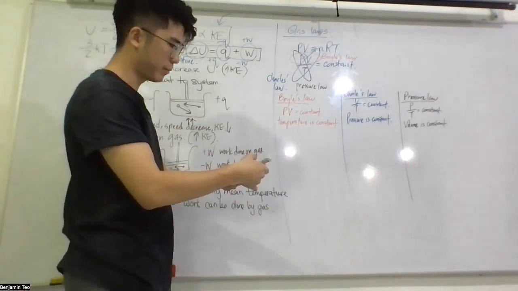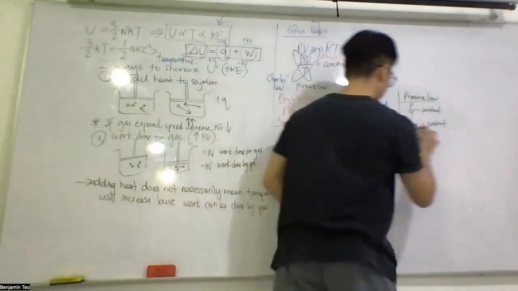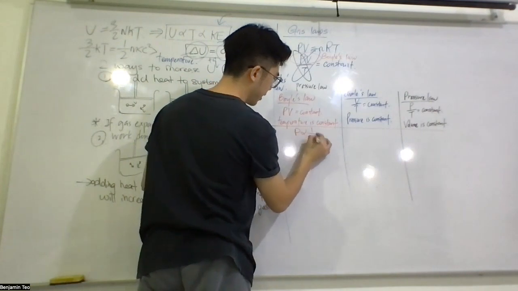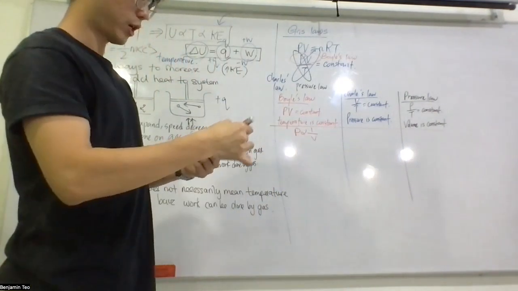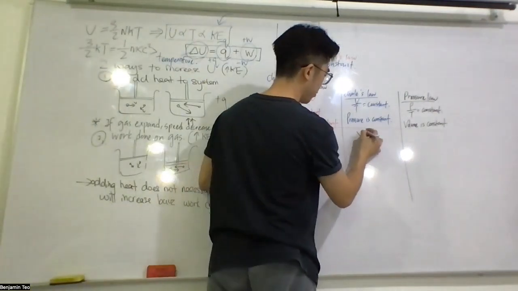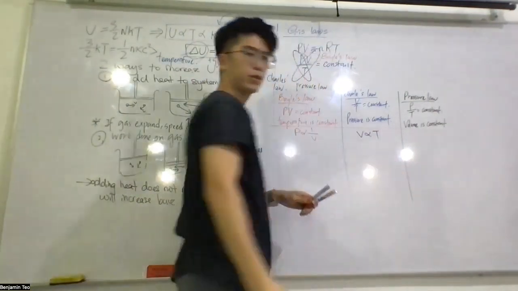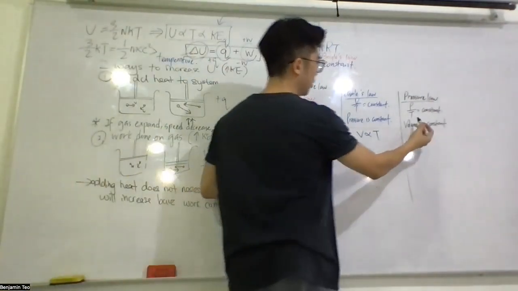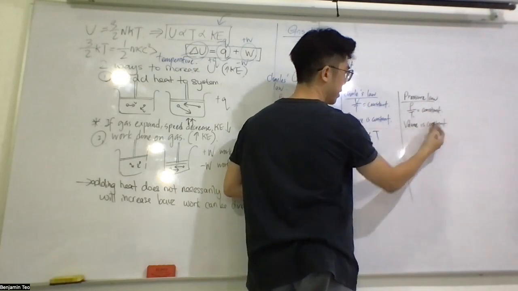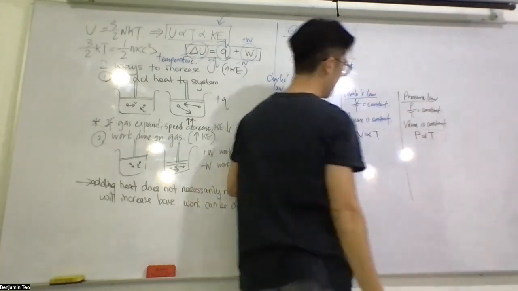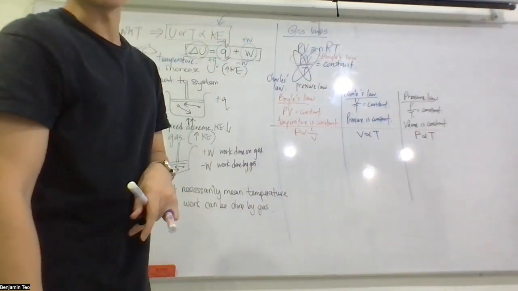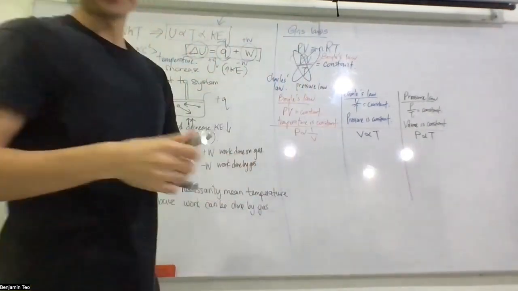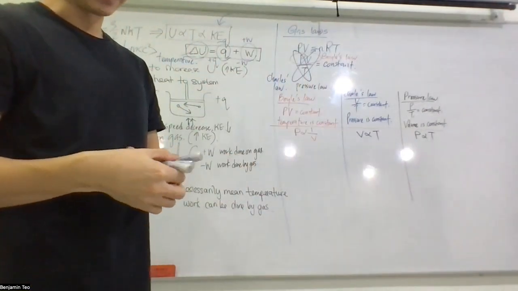So the relationship you can say: for Boyle's law, P is inversely related to V. Charles law is V and T, so V is directly proportional to T. The pressure law, P is proportional to T. All T should be in Kelvin. Again, I remind you, all T should be in Kelvin. Okay, that's the ideal gas equation.